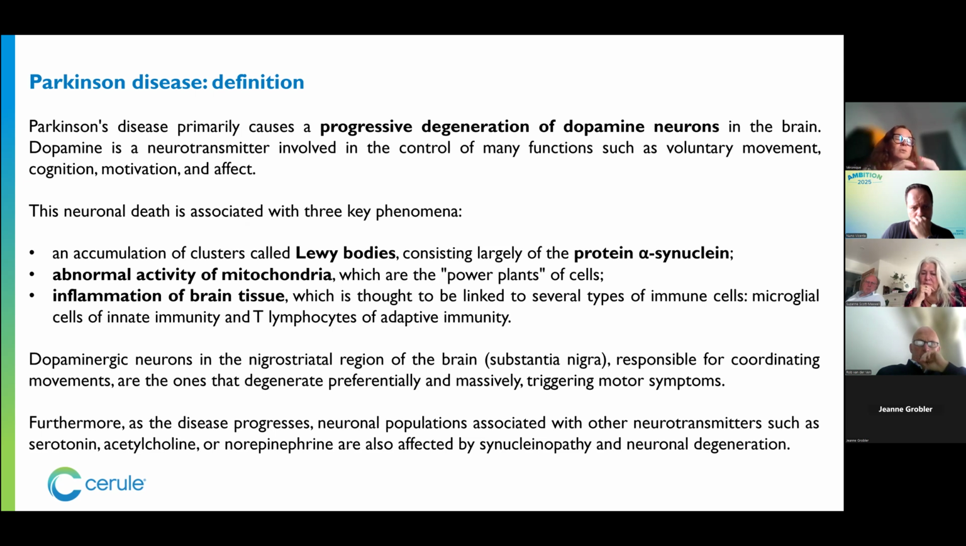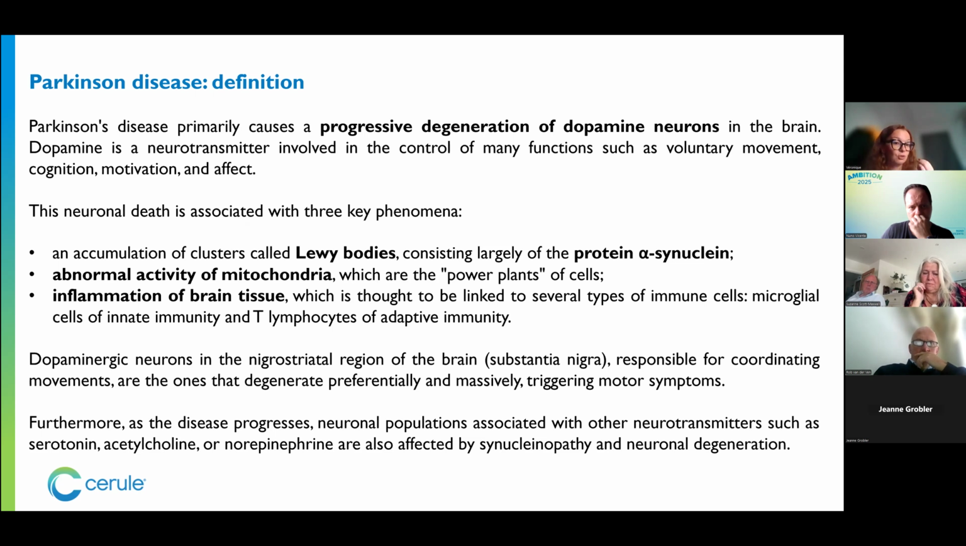The mitochondria are the power plants producing the cellular energy. And there is an inflammation of the brain tissue, specifically linked to several types of immune cells. So there is an activation of the microglia with an accumulation of immune cells that will also trigger the production of pro-inflammatory factors such as cytokines.